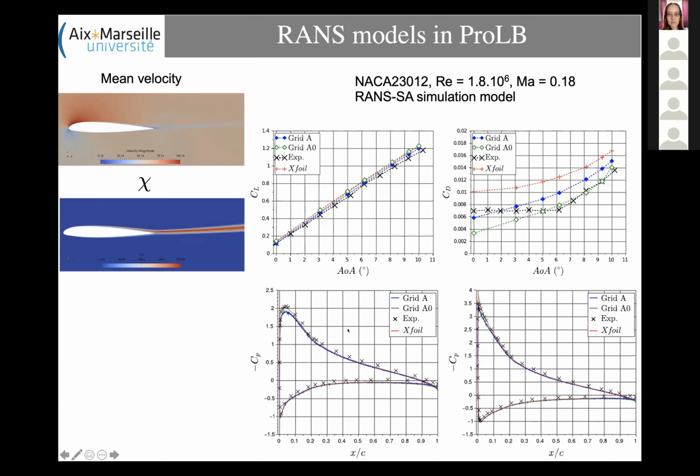And on the bottom part, you have the distribution of pressure coefficient for two different angles of attack. And you can see that here we are close to experimental data.